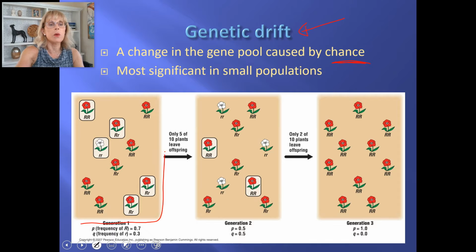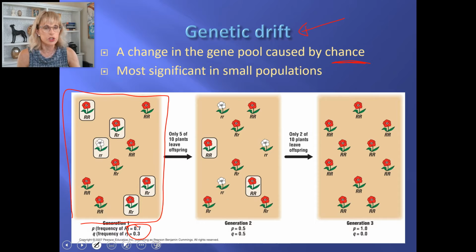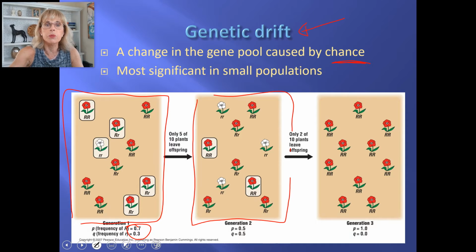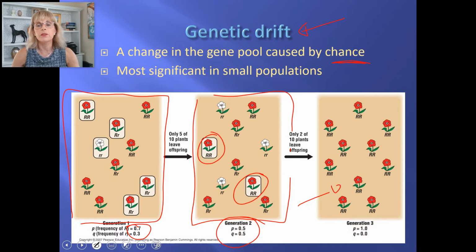So let's just imagine you've got a very small population of flowers, and these are their allelic frequencies. You can see the frequency of the dominant red gene is 0.7, and the frequency of the recessive red gene is 0.3. And then what we're going to do is just close our eyes and point at five different flowers to kill without looking at them. That would be random. And then you can see that what we ended up with was suddenly we had half of the dominant red gene and half of the recessive red gene. And then we just close our eyes again, and we only allow these two guys to survive. And then we find that the population now has lost that allele entirely.